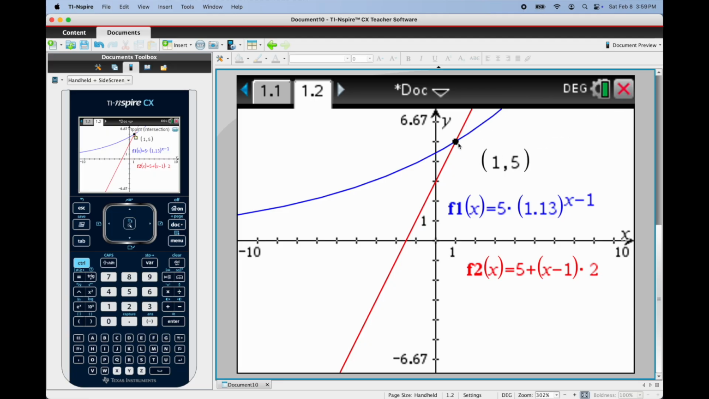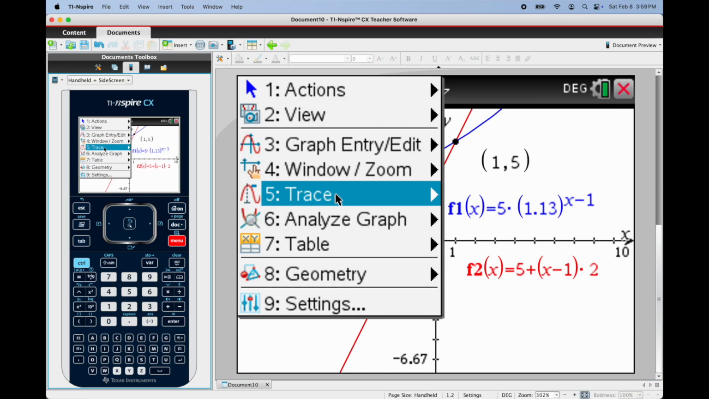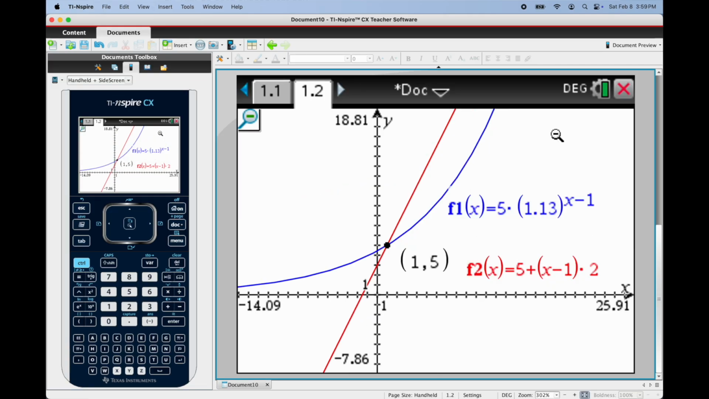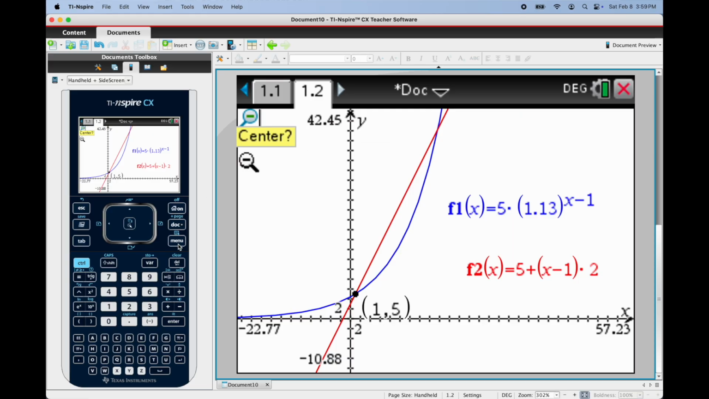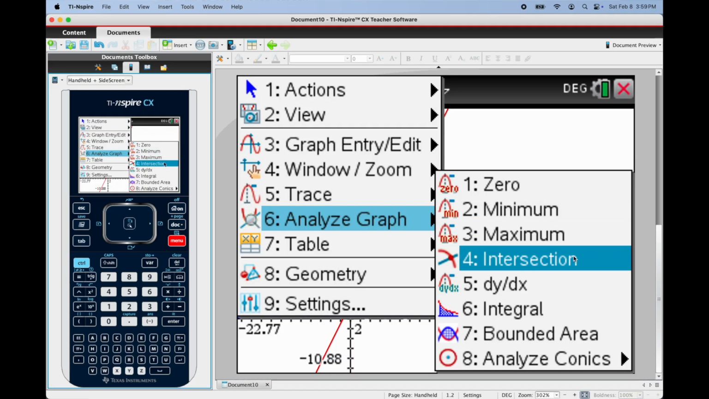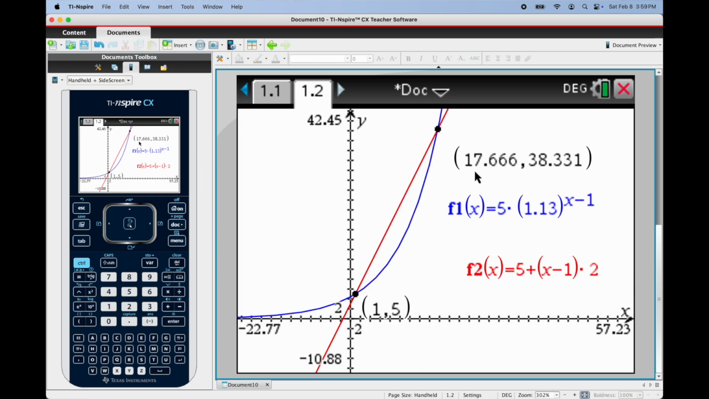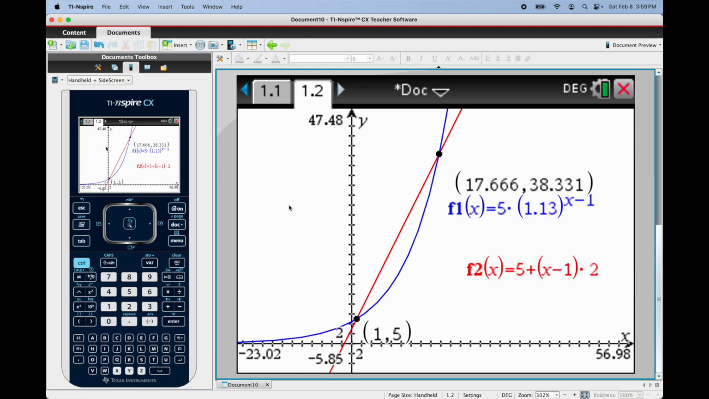So it's not, oh no, something went wrong. We just need to zoom out, actually. Zoom out. And then find the other point of intersection. This might actually provide a little more information. So on the 17th day, 17.666, we have Shumei overtaking. And when does she overtake, sorry? At 38.331 kilometers.